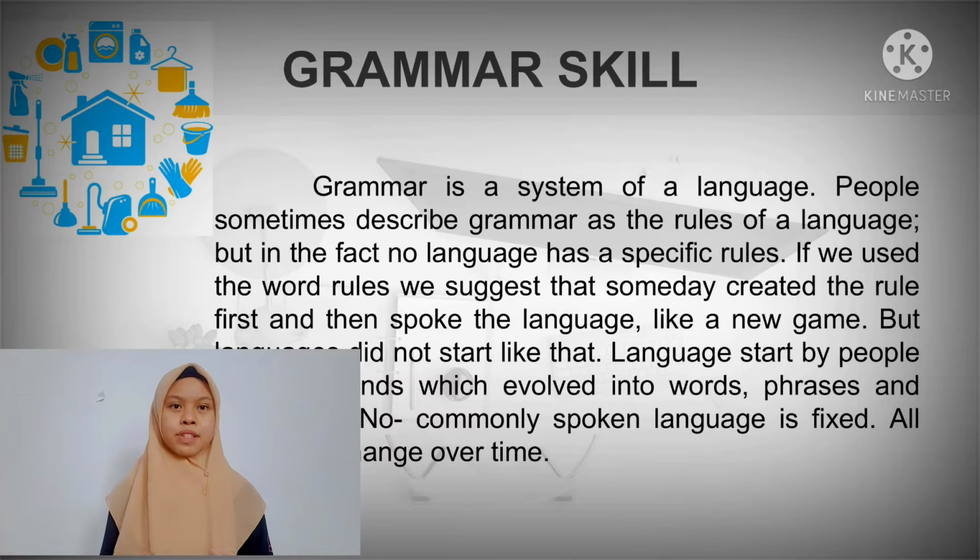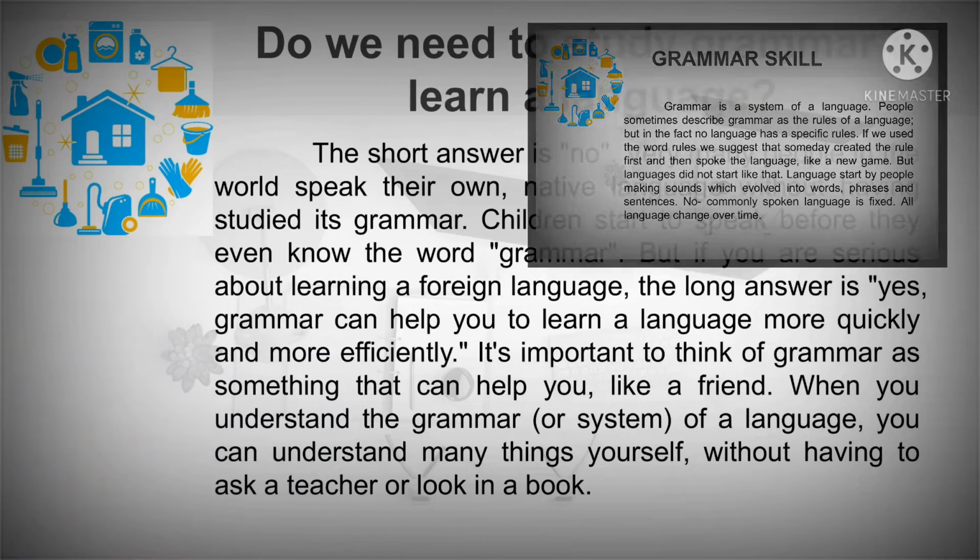People sometimes describe grammar as the rules of a language, but in fact, no language has a specific rule. If we use the word rules, we suggest that someone created the rules first, then spoke the language, like a new game. But language didn't start like that. Language starts by people making sounds which evolve into words, phrases, or sentences. And no commonly spoken language is fixed, because all languages change over time.